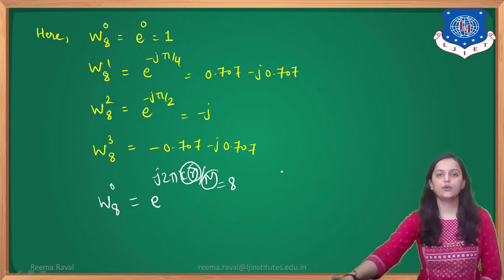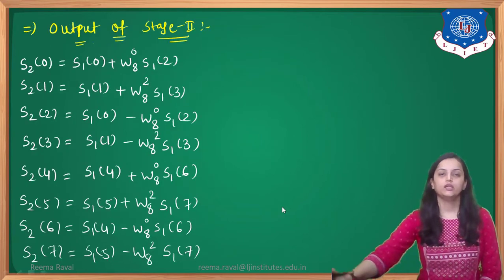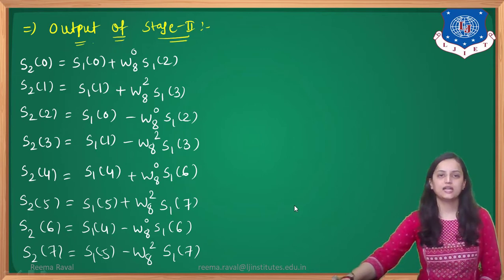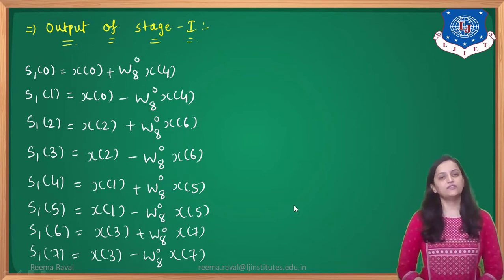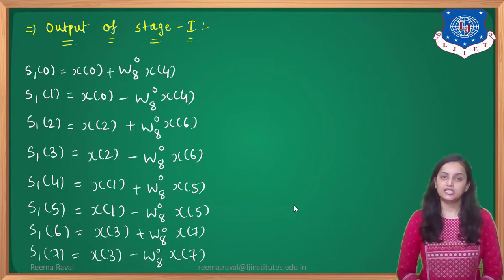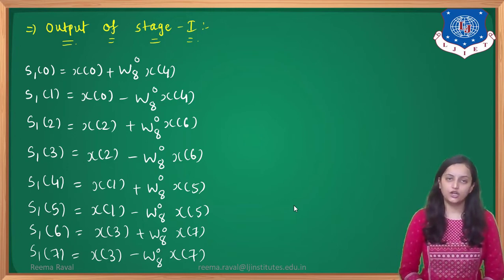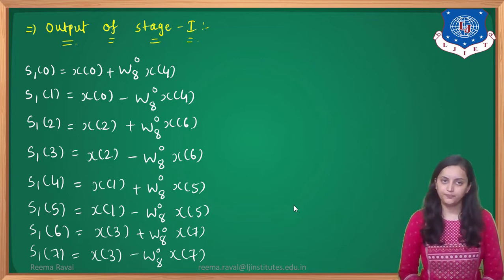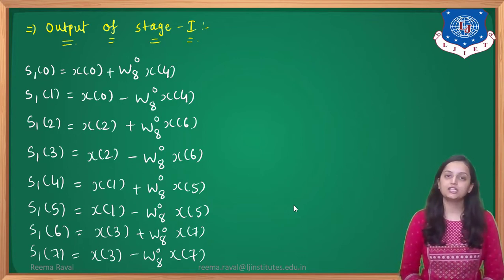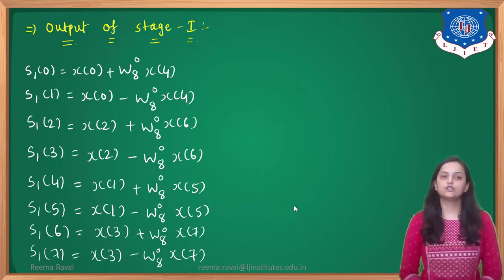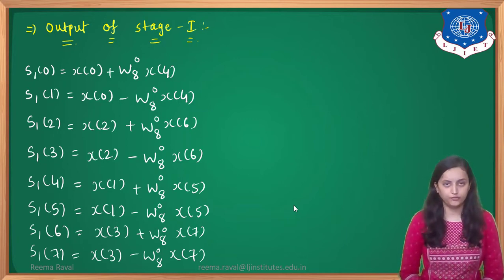Now let us consider the equations for each and every stage. So if we consider the output at stage 1, then as we have seen in the butterfly structure, S1[0] is x[0] plus W8^0 into x[4]. Then S1[1] is given as x[0] with the multiplication of minus 1, that will give x[0] minus W8^0 x[4].